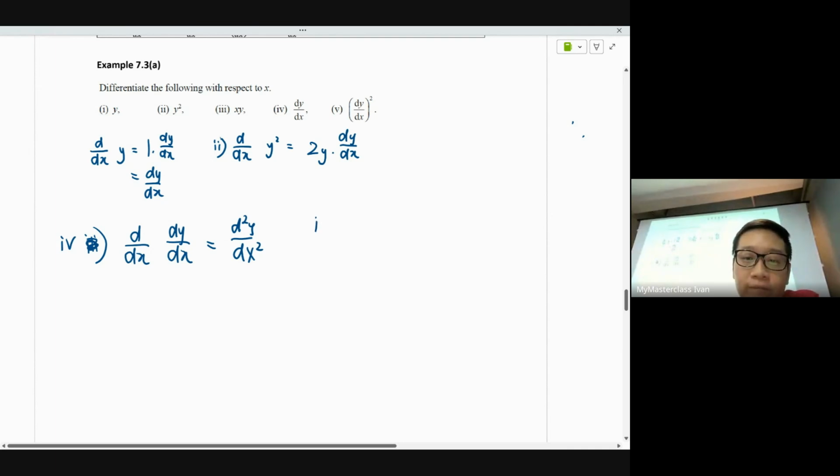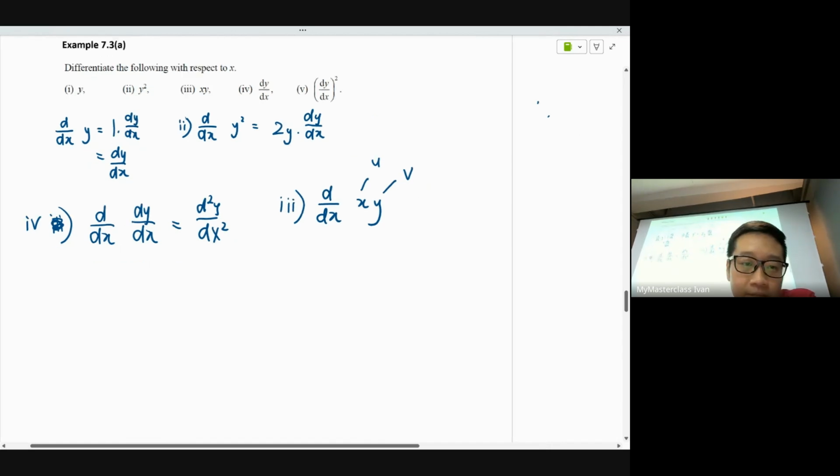So part 3 is a product rule. d dx of xy. Write down here u, and write down here v. Who do you keep first? Keep x. Differentiate y, it becomes what? dy dx. Understand? Plus, now you differentiate x, 1. Keep y. It's a product rule, be careful.